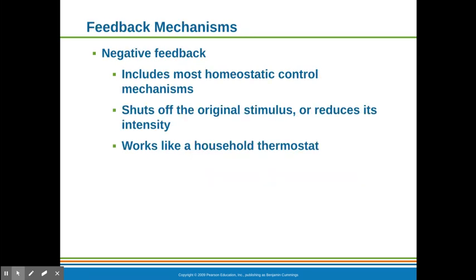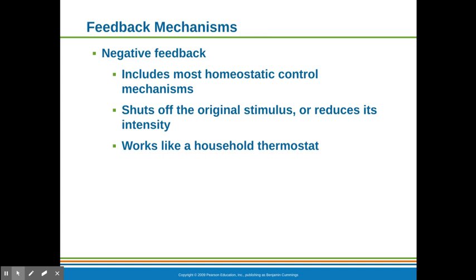Okay, so we have two types of feedback mechanisms. We have negative feedback. This is going to be most of our homeostatic control mechanisms. It's going to shut off that original stimulus, or reduce its intensity. It works like a household thermostat. So you set your house thermostat at 68 in the summertime. Now, when the temperature in your house gets above 68, the air conditioner turns on and tries to bring the house temperature back to 68. Once it reaches there, it turns off.